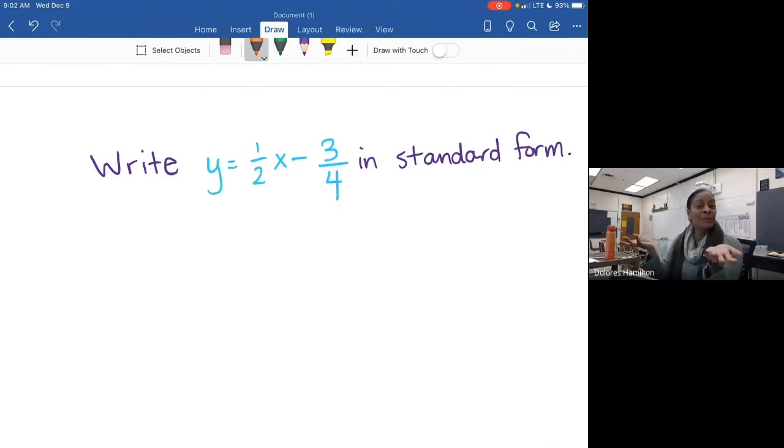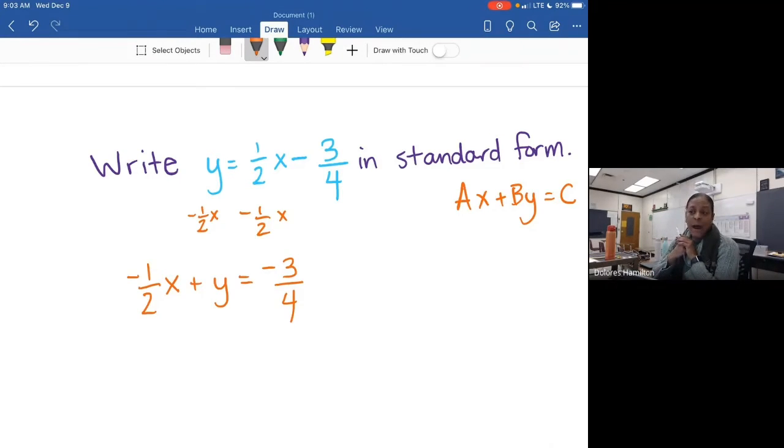So here's a similar problem to the one that we did. You'll notice some messy fractions. We want to put that in standard form, ax plus by equals c. So we're going to start just by moving the x and y term to the same side. Now when we subtract the 1/2 x from both sides, we now have this new equation, -1/2 x plus y equals -3/4.